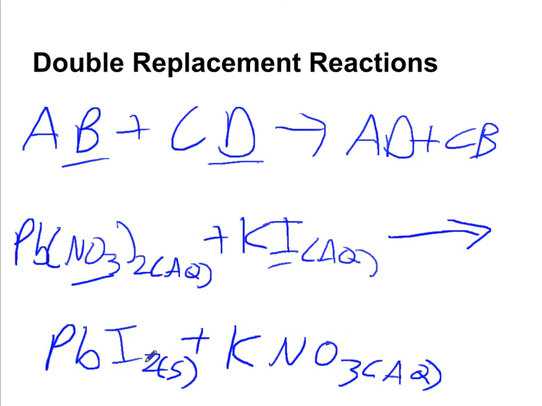A solid that forms in a double replacement reaction is insoluble. It's called the precipitate. So if something's an aqueous solution, it's soluble. We're looking for the insoluble precipitate in double replacement reactions.